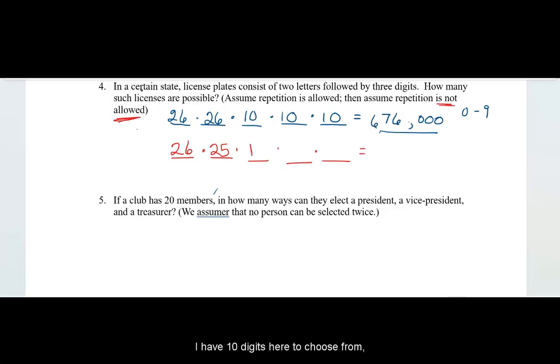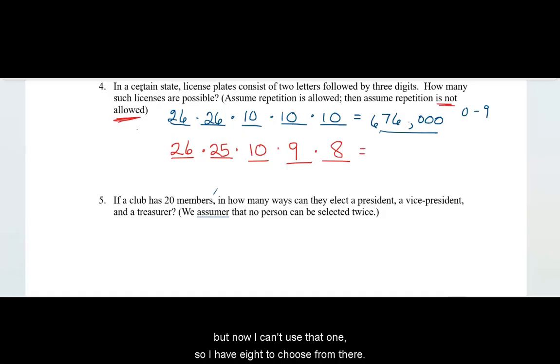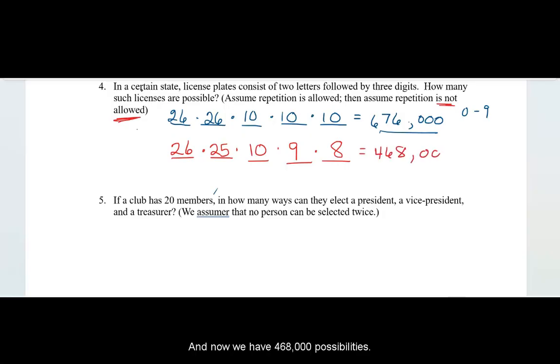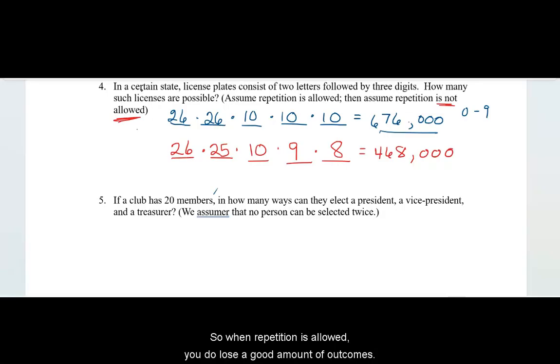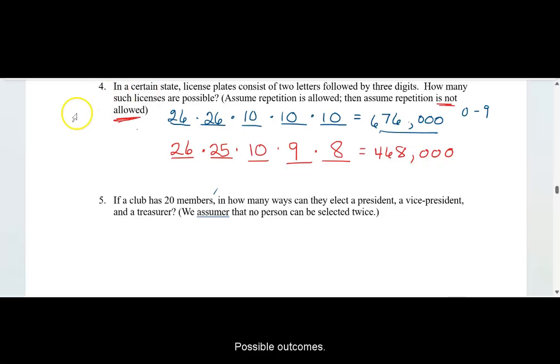Same thing with the digits. I have 10 digits here to choose from, but now I can't use whatever digit is there. That means I have 9 to choose from in this slot. But now I can't use that one, so I have 8 to choose from there. That's going to change your numbers, and actually it will give you less when you have that rule. And now we have 468,000 possibilities. So when repetition is not allowed, you do lose a good amount of possible outcomes.